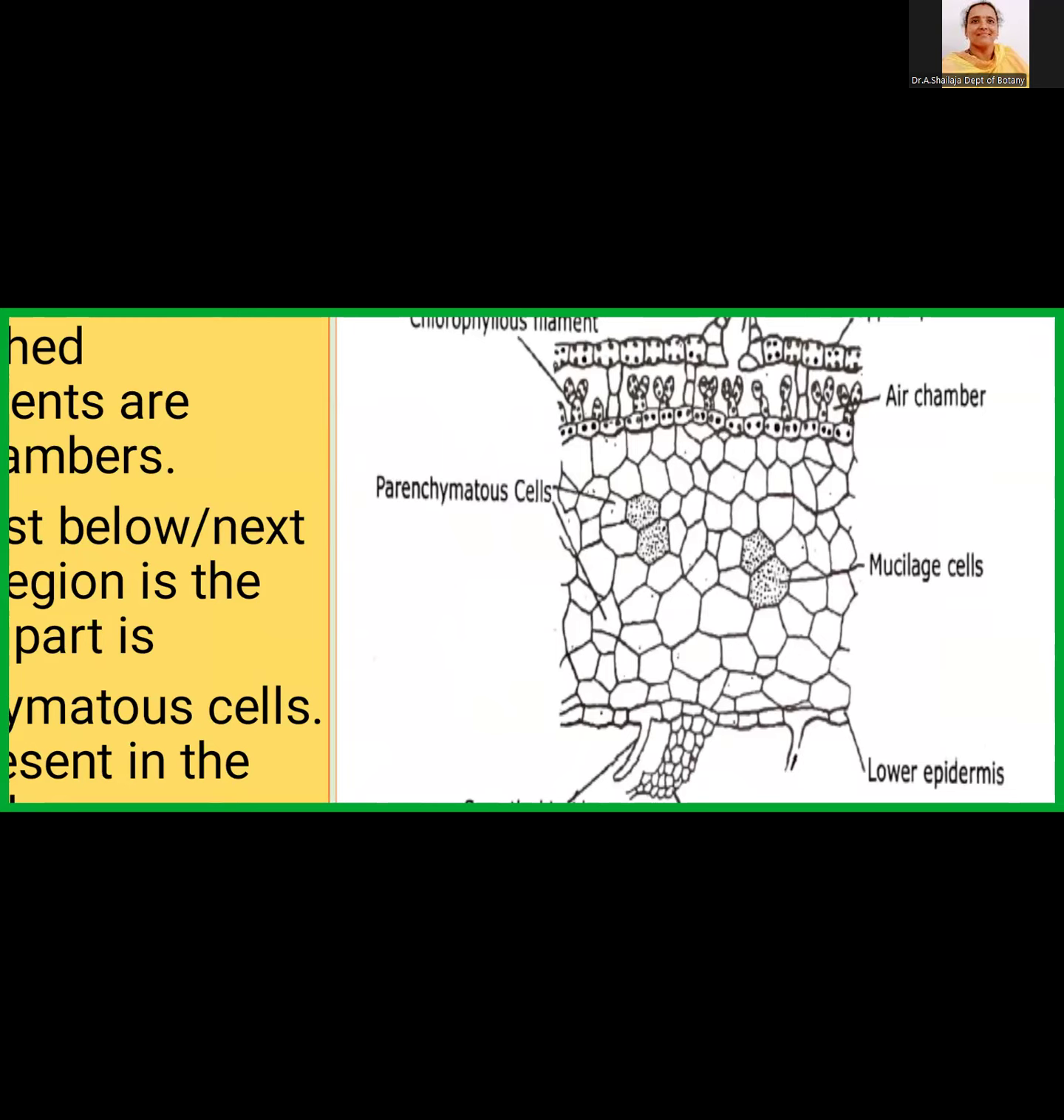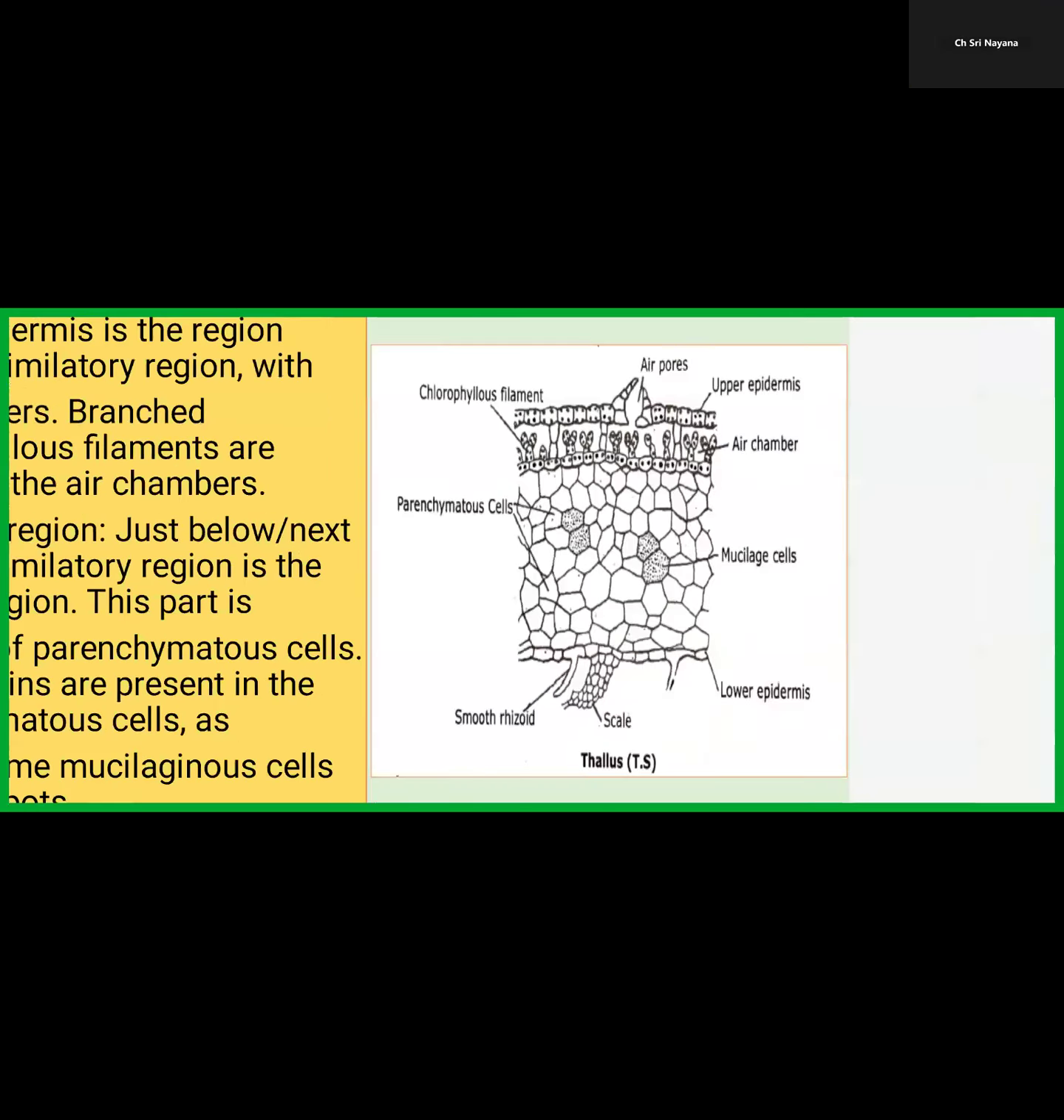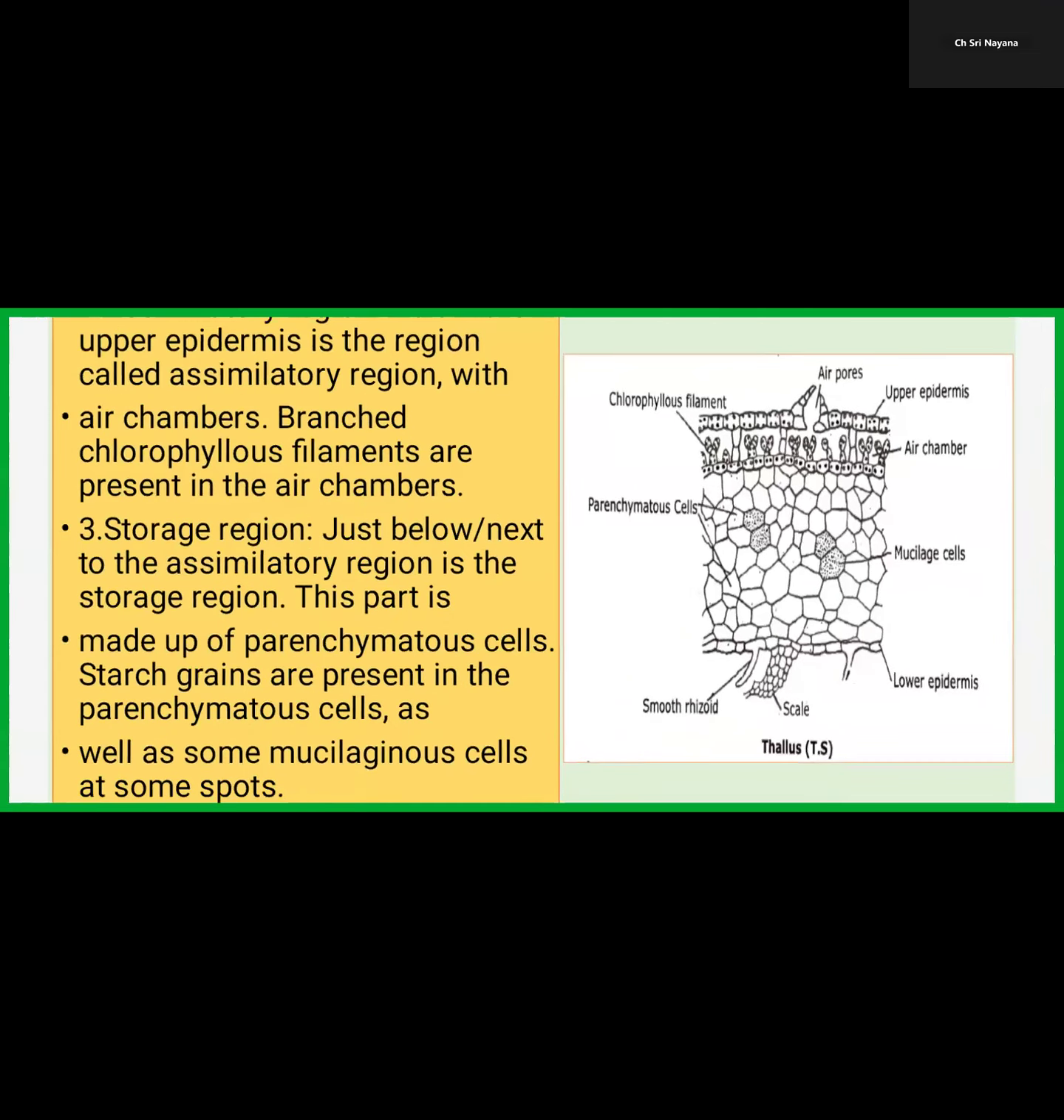This is the thallus internal structure of Marchantia. In this structure three parts are there: epidermis, assimilatory zone, and storage region. Understood? Yes, ma'am.